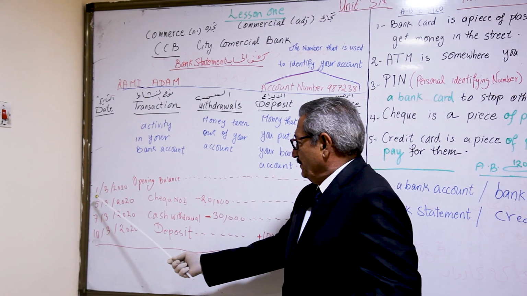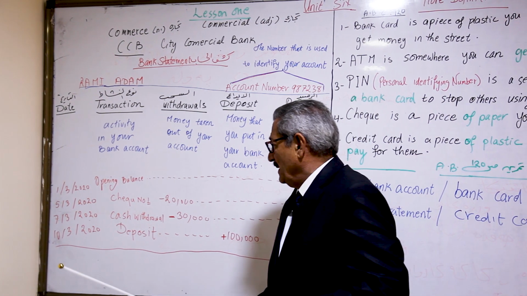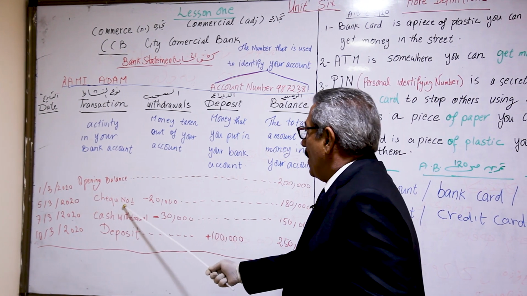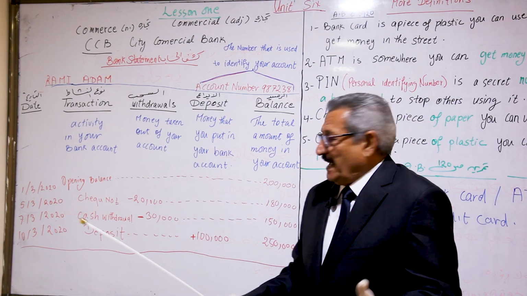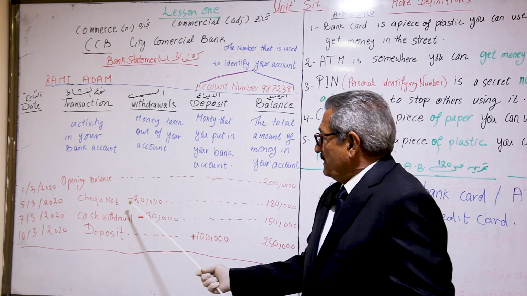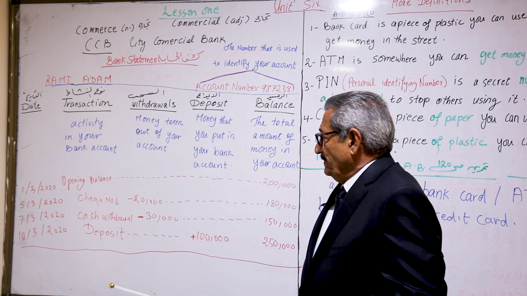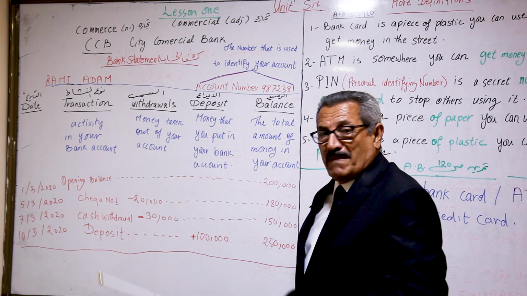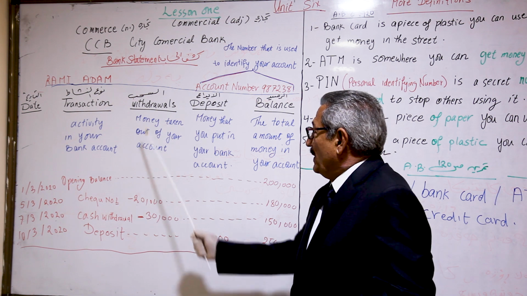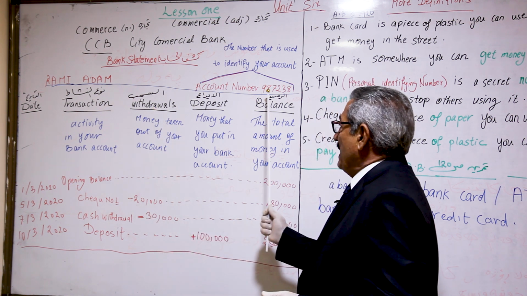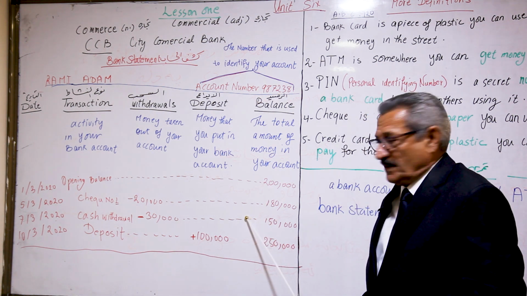After 4 days, on the 5th of March 2020, by means of check number 1, you have bought something, for example, 20,000 dinars. So they put it under withdrawals and they give it minus. When you put this amount of money under withdrawal, this will affect your balance. Of course, your balance will become 180,000 ID, Iraqi dinar.